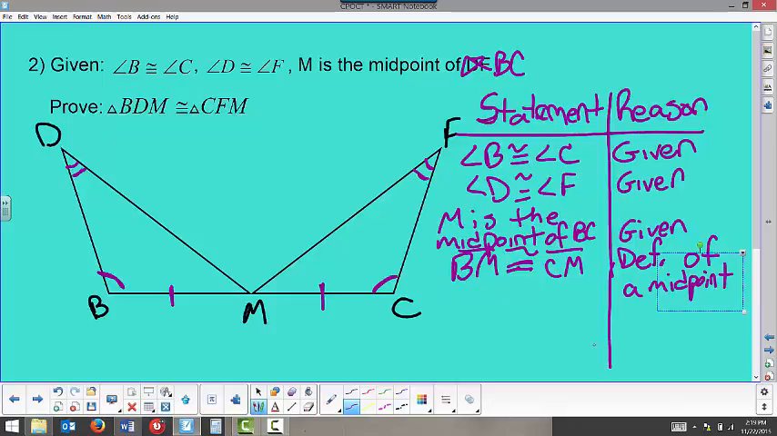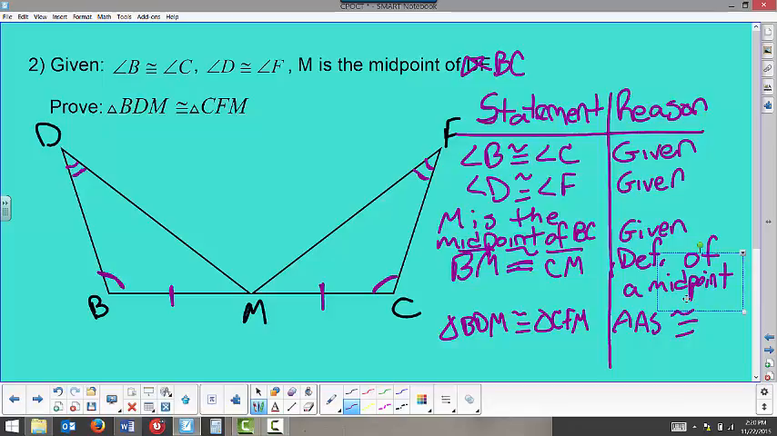So then I can say, okay, based on all of that information, what do I know? Well, that tells me that triangle BDM is congruent to triangle CFM. And again, I'm going to use my angle side congruence conjecture.